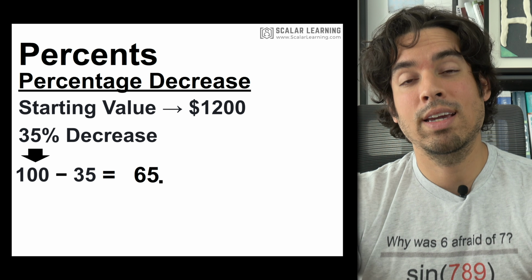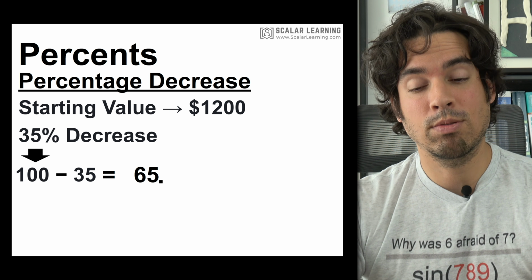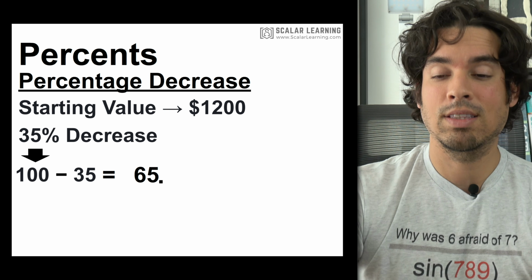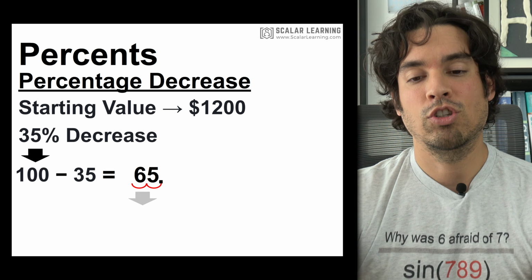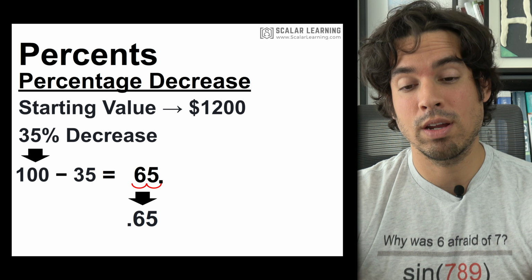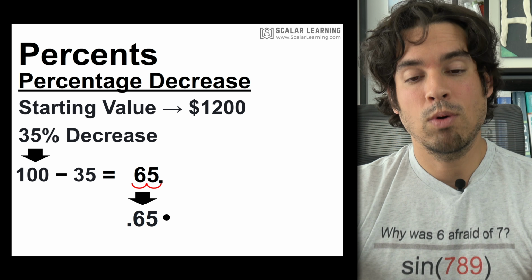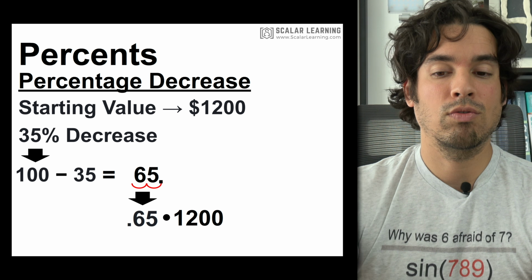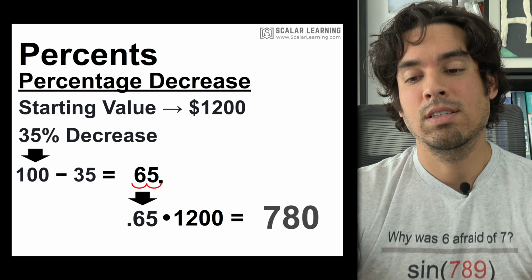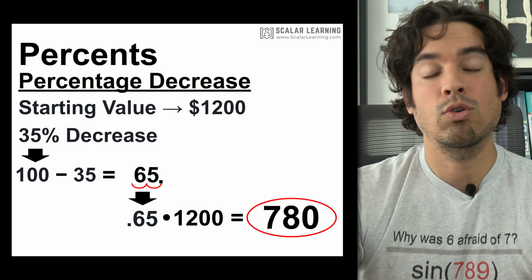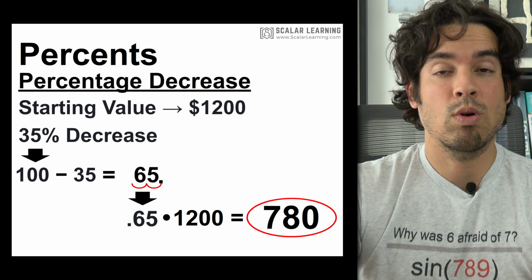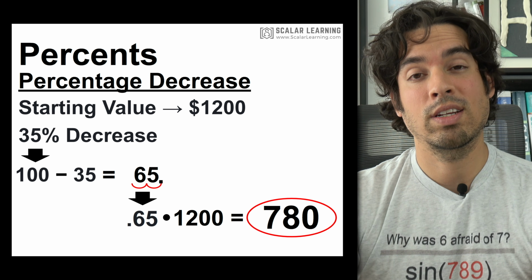Okay, now again, just like with the percent equation before, we have to move the decimal 2 spots to the left to get the decimal equivalent, which is 0.65. All right, now we're nicely set up. We multiply this times that starting value of 1,200, and we get 780. So a 35% decrease from 1,200 takes us to 780.